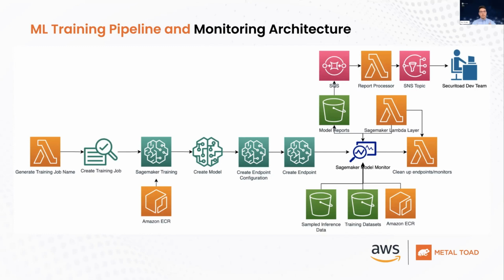We need continuous monitoring and training of SecureToad's algorithms to have it perform up to the standard for their clients. So in order to facilitate that more seamlessly, we have a step function with all the necessary components for training the algorithm, creating the model, deploying endpoints, and monitoring them. The first step here generates a unique training job name based on their requirements. The next step creates a SageMaker training job based off of the name and SecureToad's custom algorithm. We send in hyperparameters at this step as well.